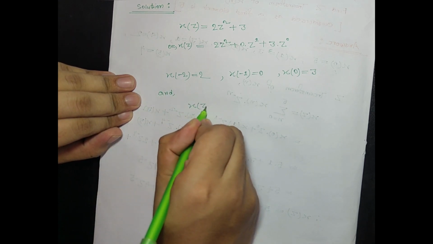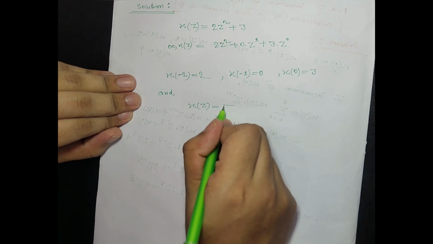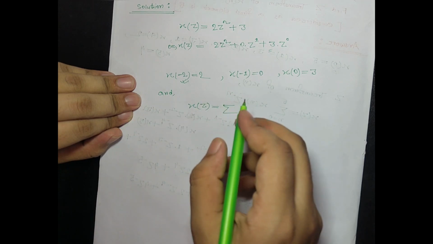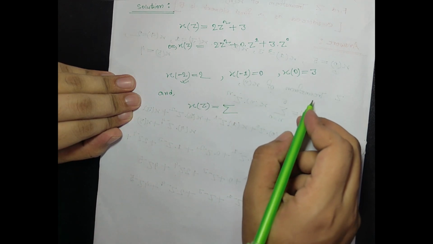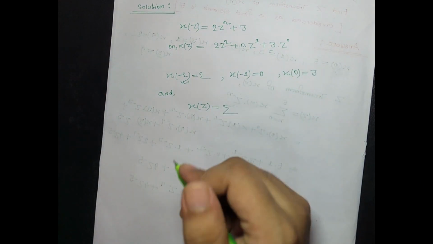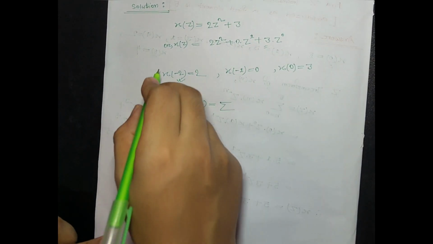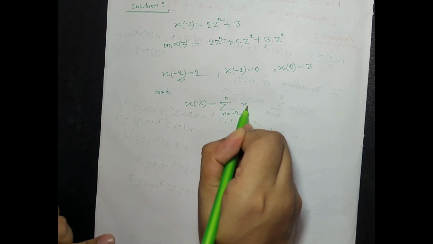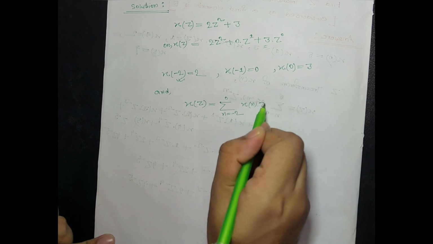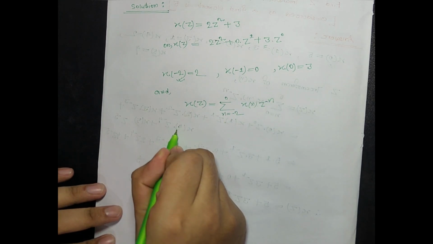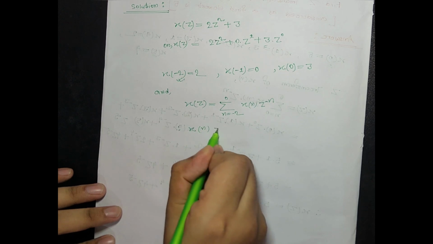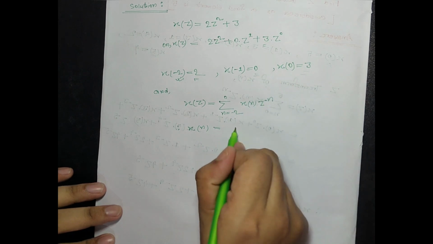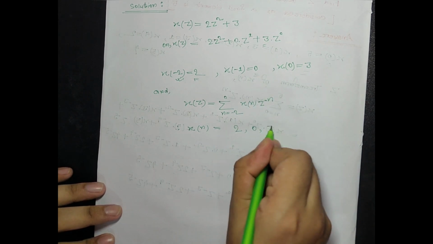By the z transform, x of z equal to summation of n from minus 2 to 0 of x of n z to the power minus n. That means x of n equal to 2, 0, 3.